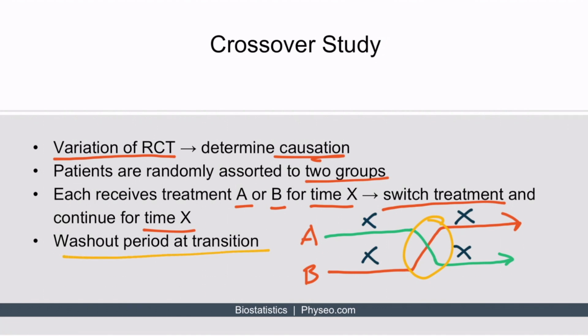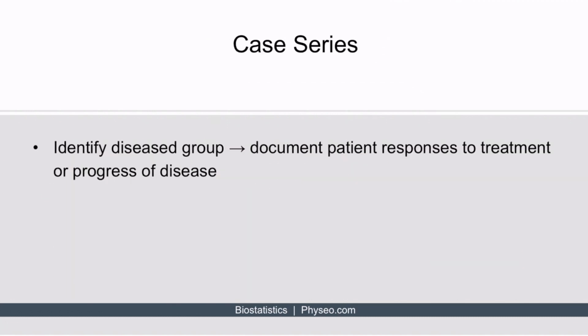A washout period allows the previous treatment, for example, treatment A, to clear from the body before they start on the next treatment, treatment B. Now, case series are really straightforward. You just simply find your disease group, and then you follow them over time, documenting any patient responses to treatment or progress of disease or just things that they experience. These are helpful for learning the natural history of a disease or disease treatment.